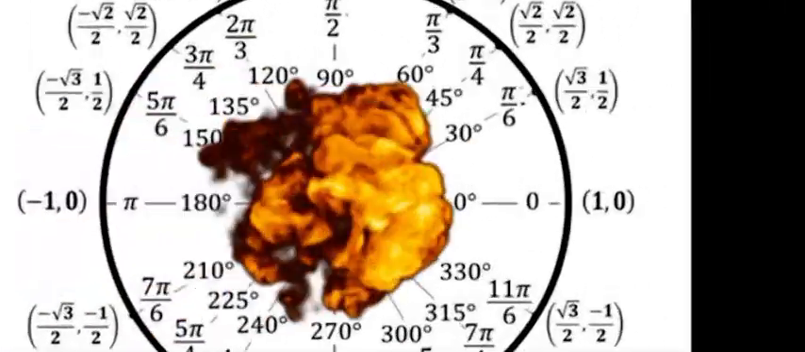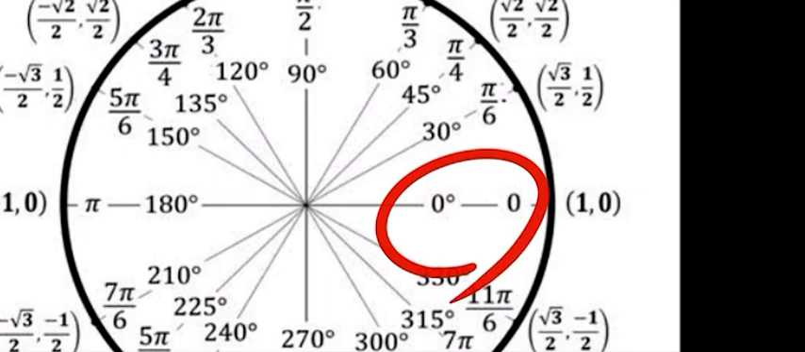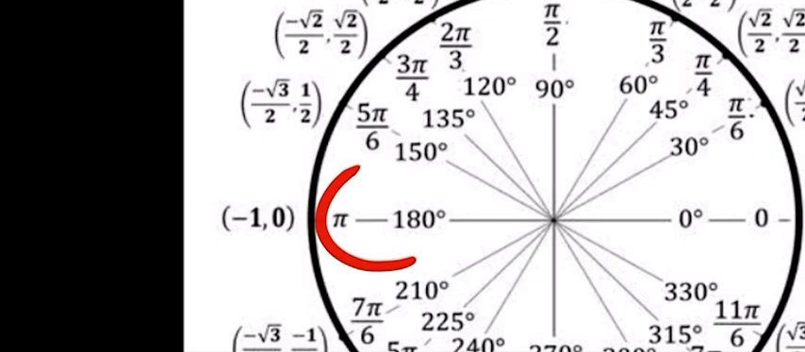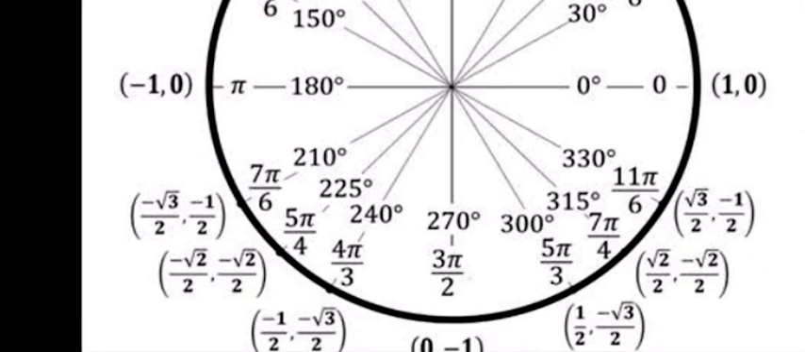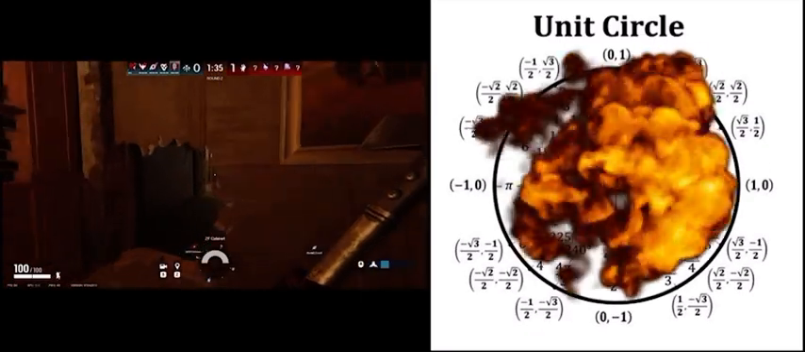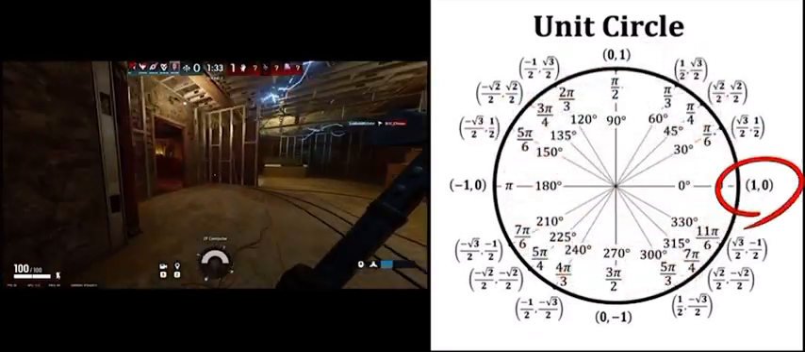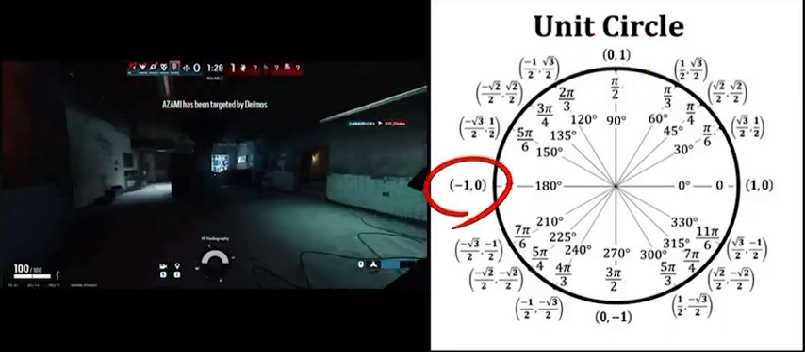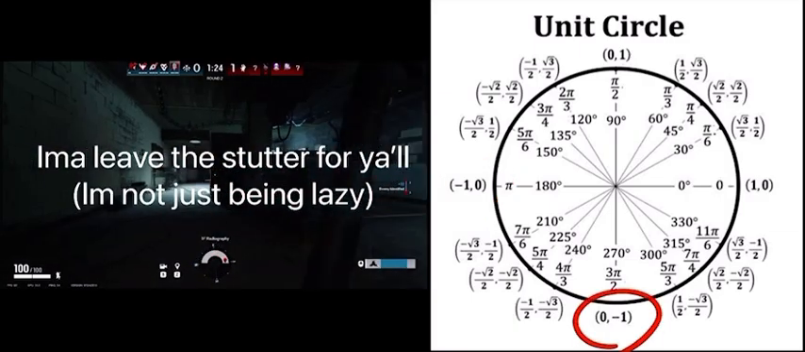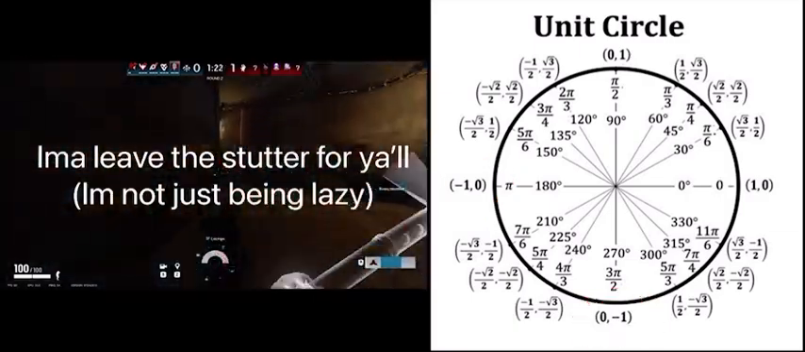First things first, you need to know the four angles of 0 degrees, which is at 0 pi or 2 pi, 90 degrees, which is at pi over 2, 180 degrees, which is at 1 pi, and 270 degrees, which is at 3 pi over 2. The points for these go at 1, 0 at 0 degrees, 0, 1 at 90 degrees, negative 1, 0 at 180 degrees, and 0, negative 1 at 270 degrees.